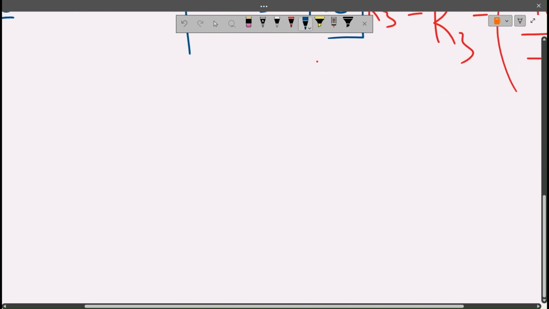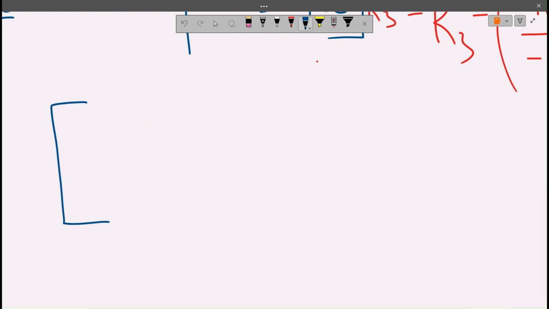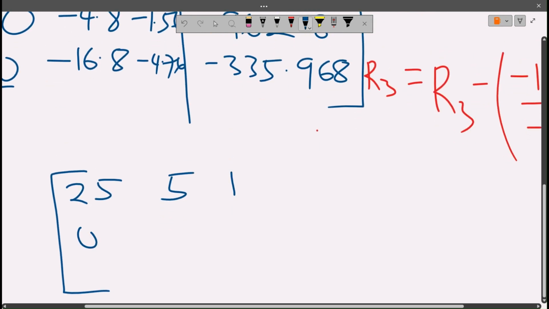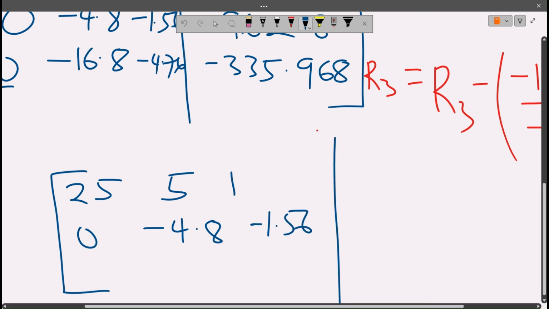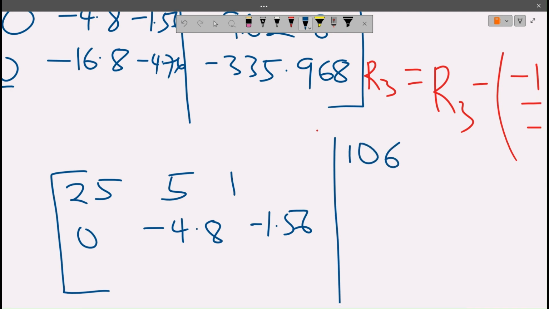So now our new augmented matrix is going to be 25, 5, 1, then 0, negative 4.8, negative 1.56, then 106.8, and negative 96.208.